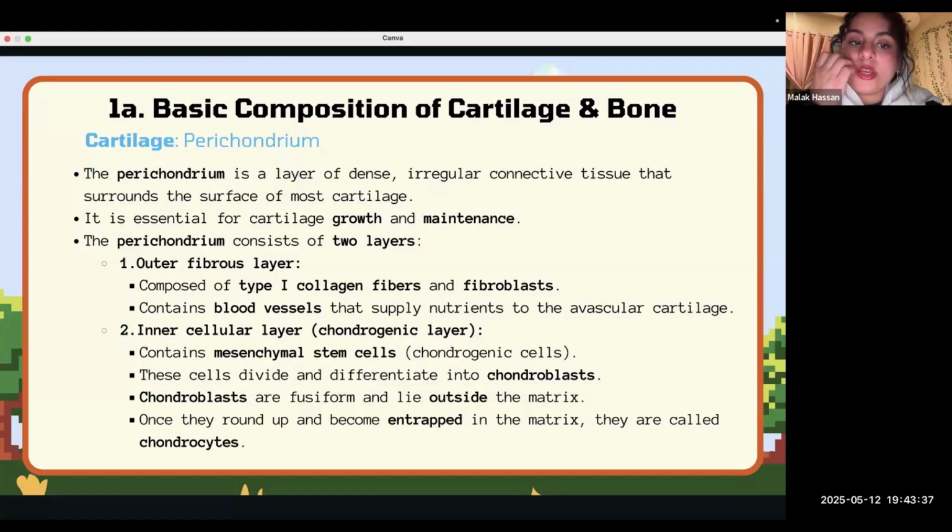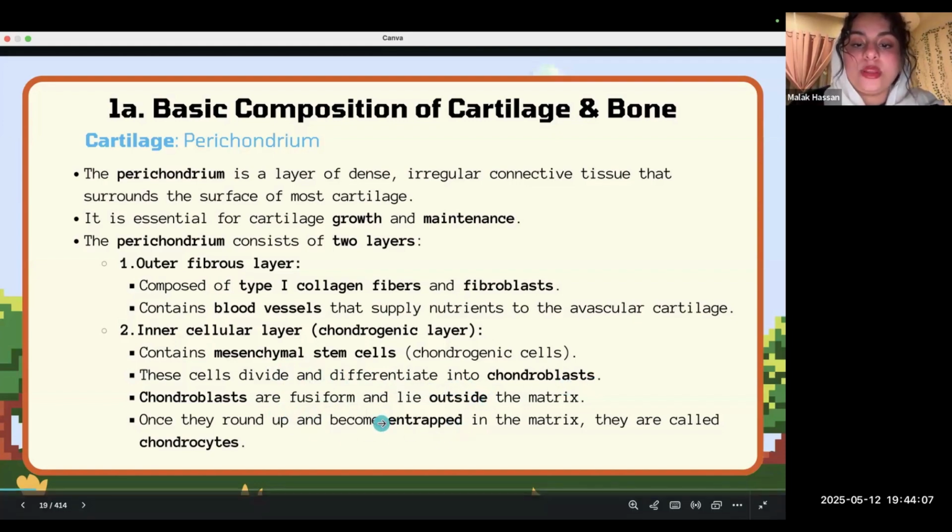Now, the perichondrium has two layers, an outer fibrous layer and an inner cellular layer. The outer fibrous layer is going to be type 1 collagen fibers and fibroblasts. And it has blood vessels that will supply nutrients to the cartilage, which is avascular. The inner cellular layer, or the chondrogenic layer, will contain the mesenchymal stem cells, remember, the ones that we talked about that make the chondroblasts and then the chondrocytes. These cells are going to divide and differentiate, like we said, into chondroblasts, and they lie outside the matrix. And when they round up and become entrapped within the matrix, they're called chondrocytes.